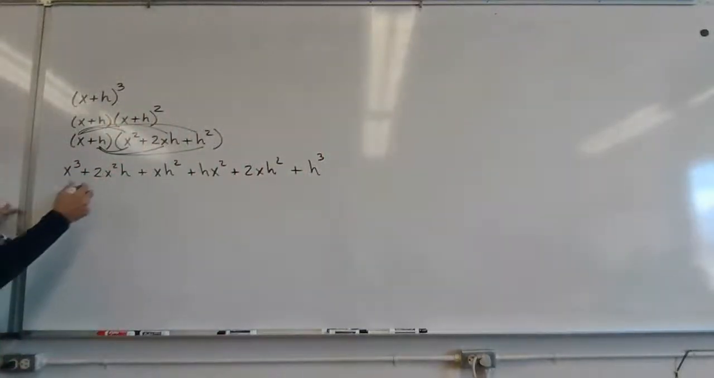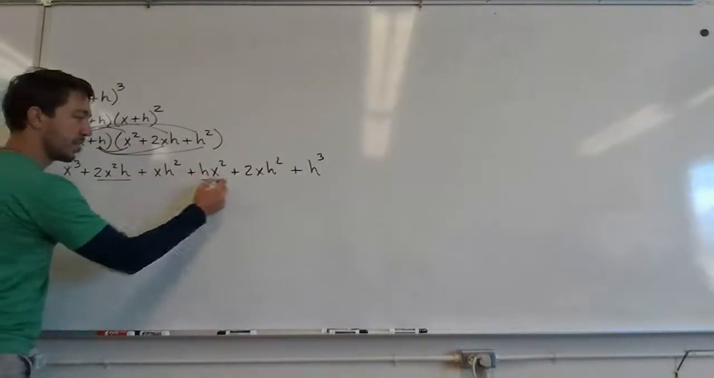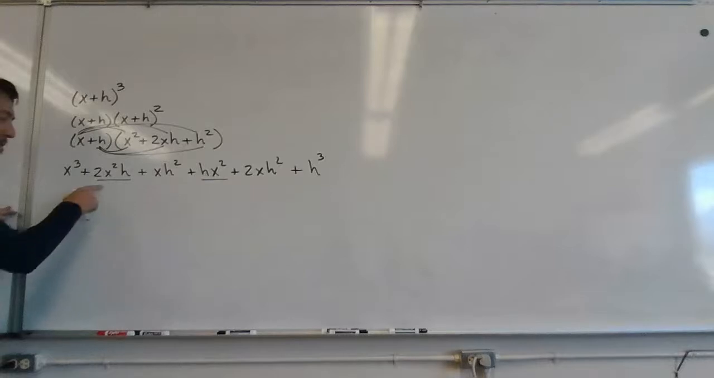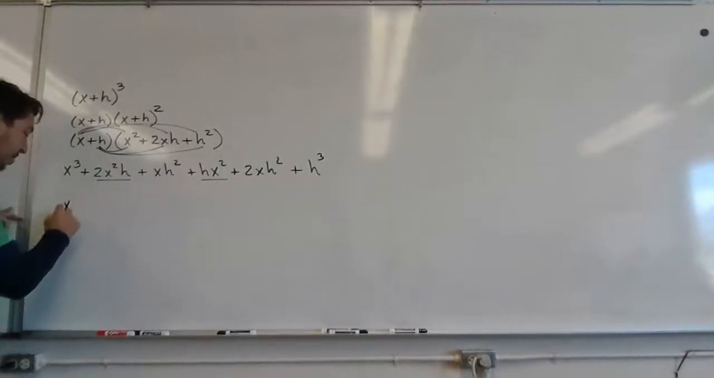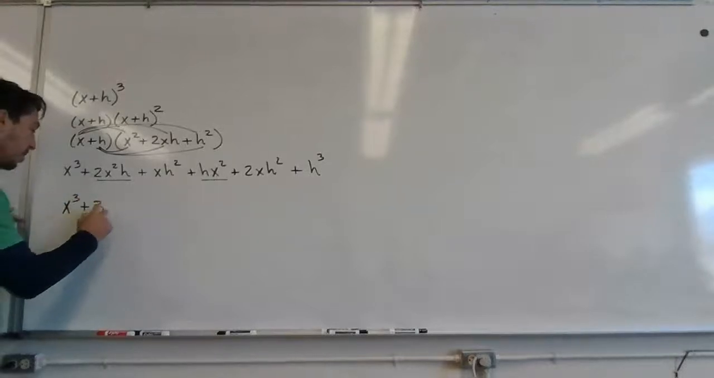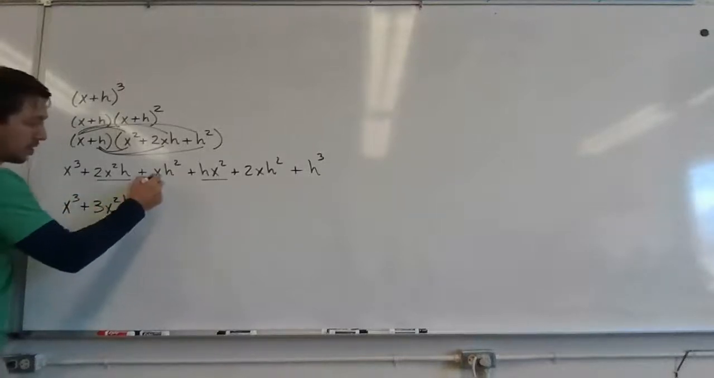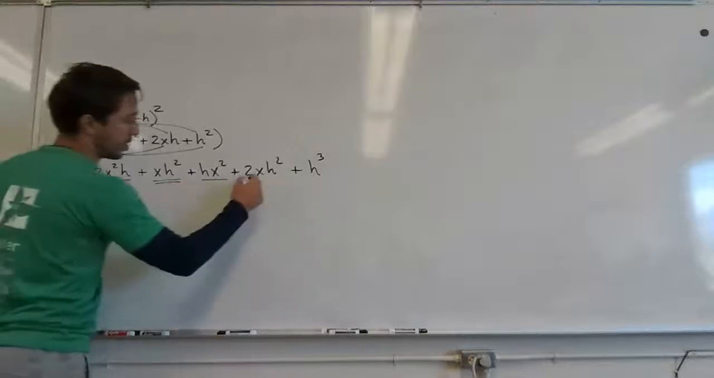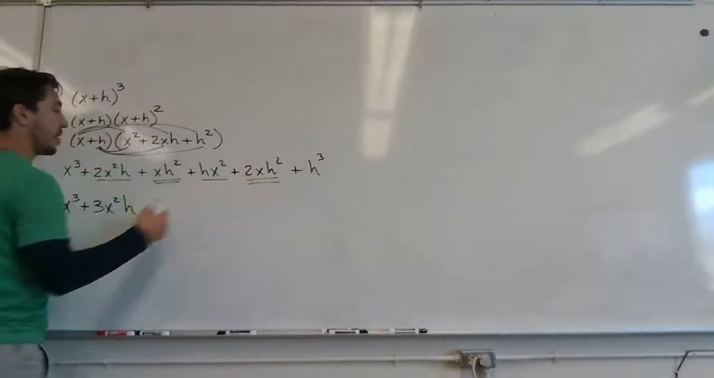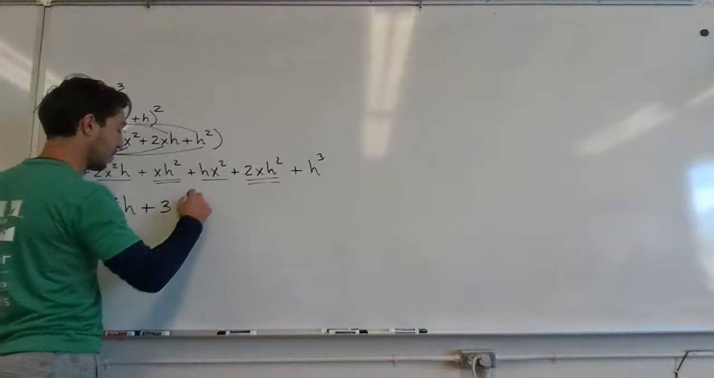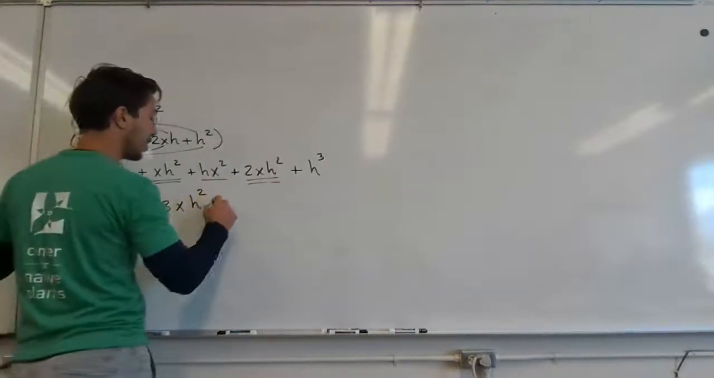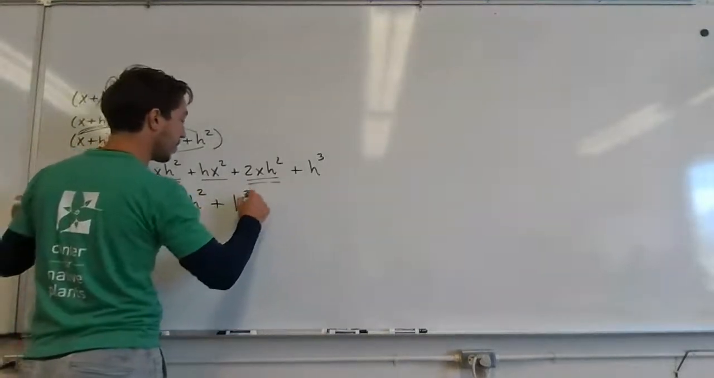Combine like terms. This guy is friends with that guy. 1 banana, 2 banana plus 1 banana, makes 3 banana. This guy is similar to this guy. 1 banana plus 2 banana, 3 banana. And then this h cubed is by itself. So there you go.